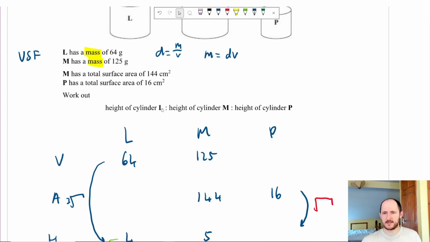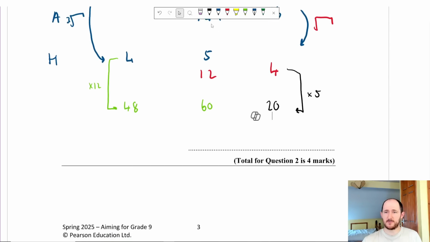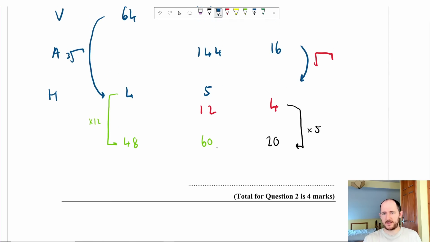So that means, does it say in the simplest form? It doesn't even say in the simplest form, so we don't actually need to simplify this. We get 48 to 60 to 20, but if you did want to simplify it because you are bored one day, that's 12, 15 and 5 if you divide by 4. That's 4 marks. That's really, really good.